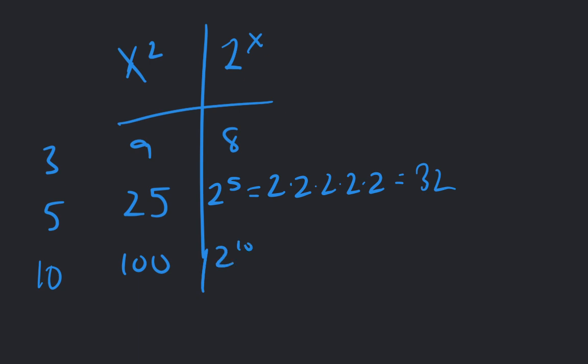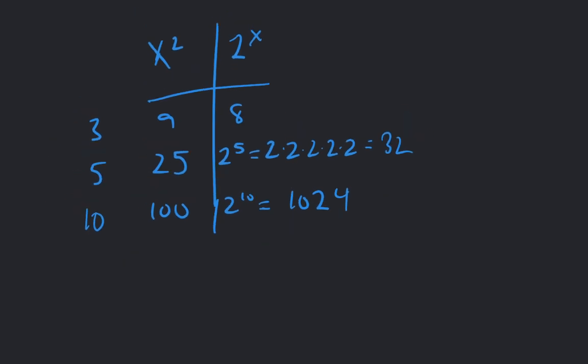2 to the 10 is still not too terrible, but it is a lot of 2's, and it ends up being 1024. And just with going up to 10 numbers, it goes up insanely faster. This is already 10 times higher.